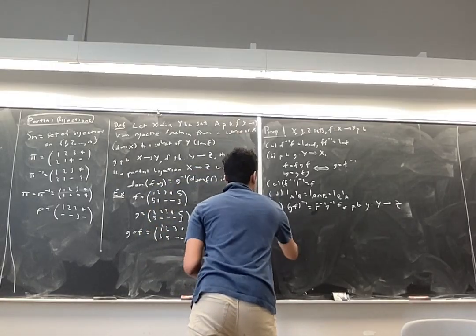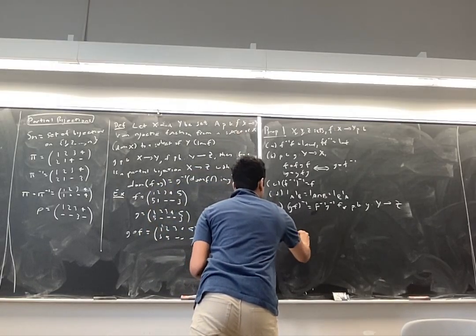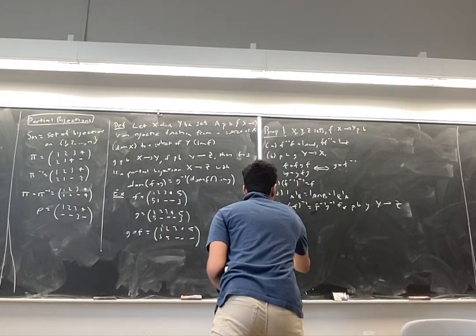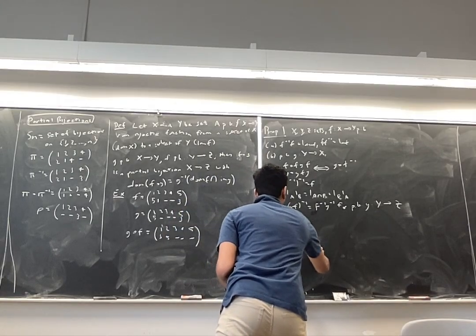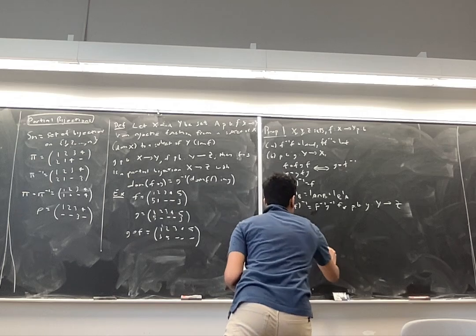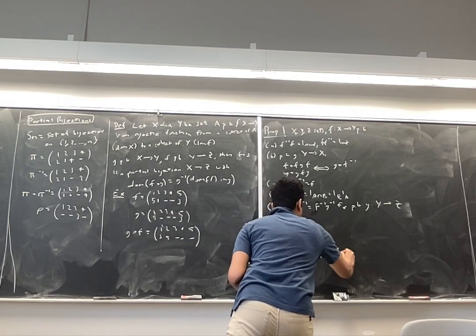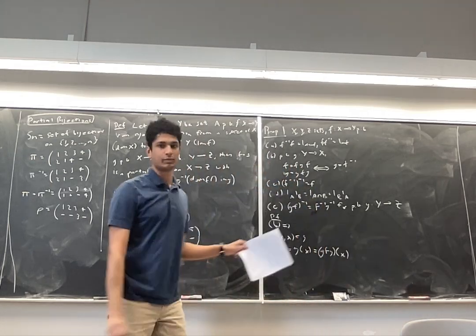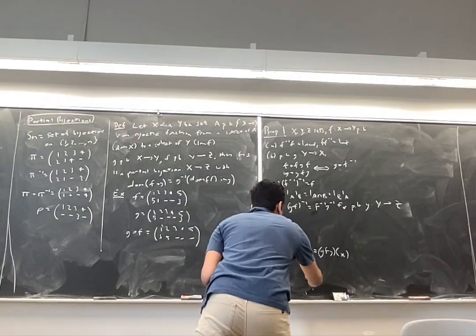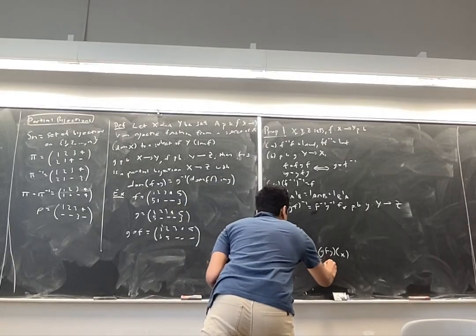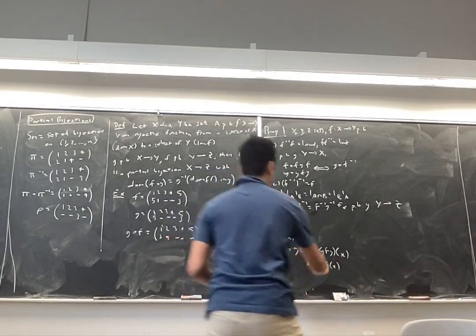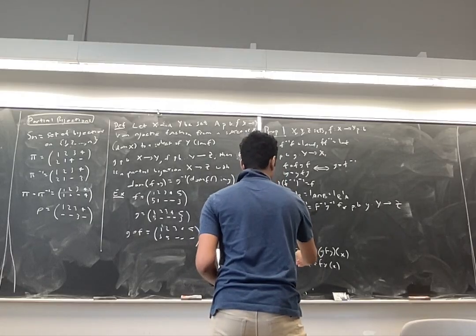Okay, so B in the forwards direction. Suppose y is in the image of G, so suppose y equals G of x. We know G is GFG, so we have GFG applied to x. And since G is a partial bijection, we have x equals FG of x, which we know G of x is, oh wait, let me see.